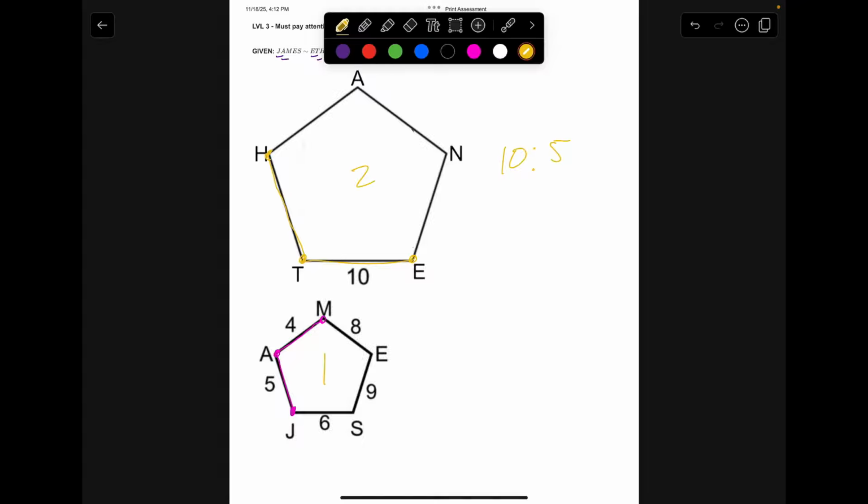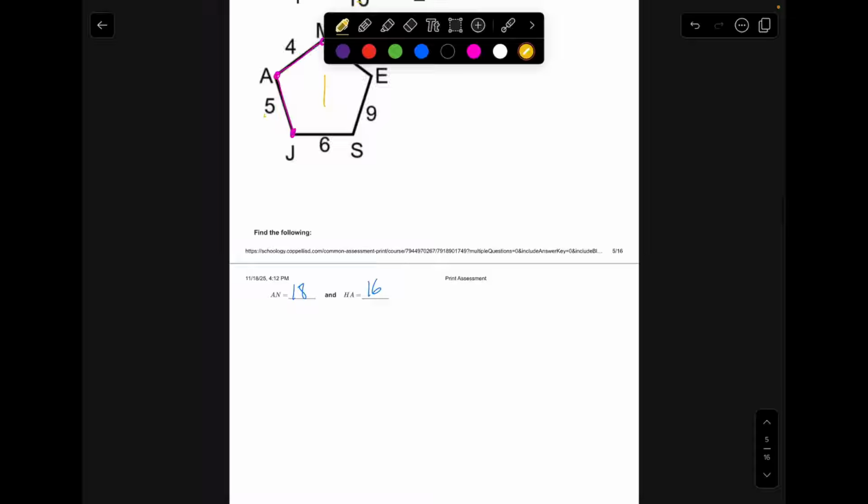That means for every 2 units on Ethan, there's 1 unit on James. So starting with JA, 5 times 2 is 10, 4 times 2 is 8, 8 times 2 is 16, 9 times 2 is 18, and 6 times 2 is 12. So I just went around and I kept doubling each one, asking about their specific ones.